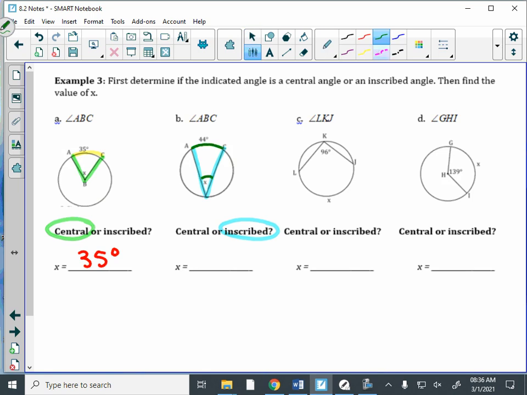What do we have to do with 44? Cut it in half. What's 44 divided by 2? The measure of that angle is 22 degrees. We take a look at C.